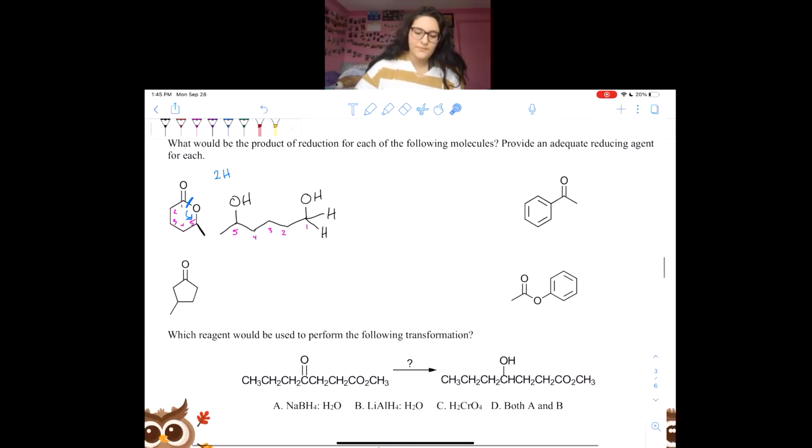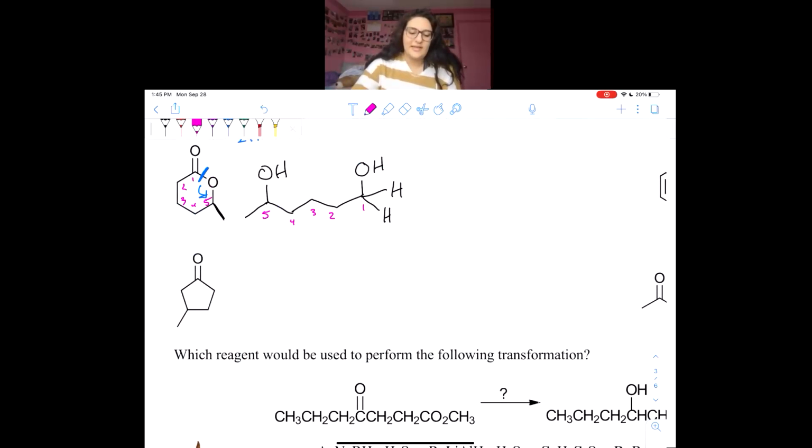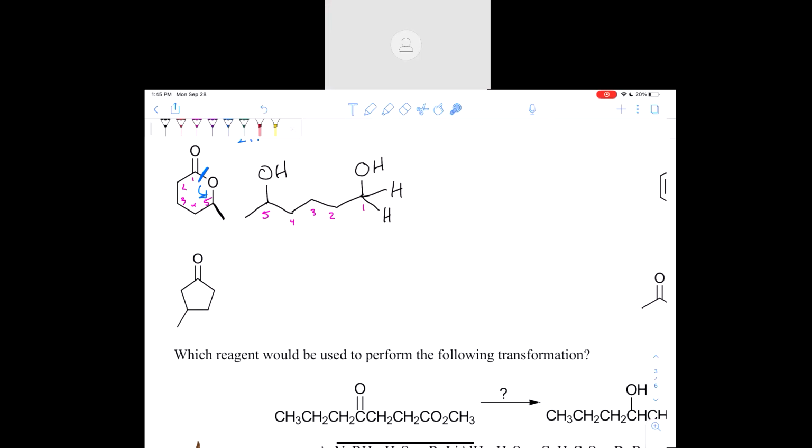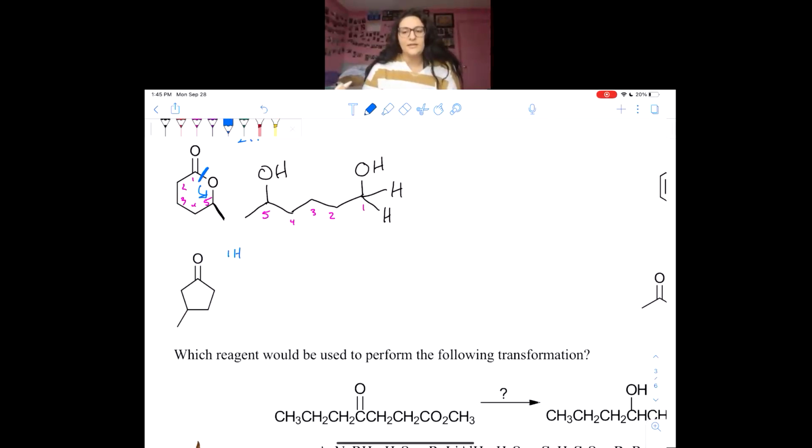Alrighty, so doing the same kind of quick way that we did before, we're going to do this. And how many protons are we going to add in this reduction? What do you guys think? Only one? Just one, exactly. And the reason for that is we don't have any leaving groups.